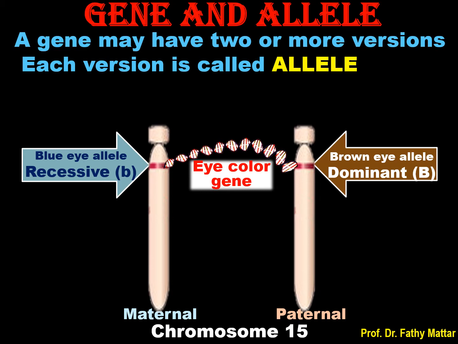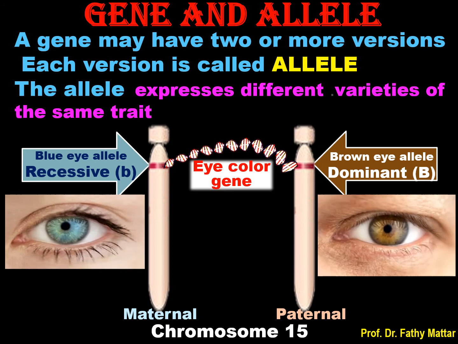Now, the allele expresses different varieties of the same trait. So this is brown and this is blue. Both of them are for the eye color.